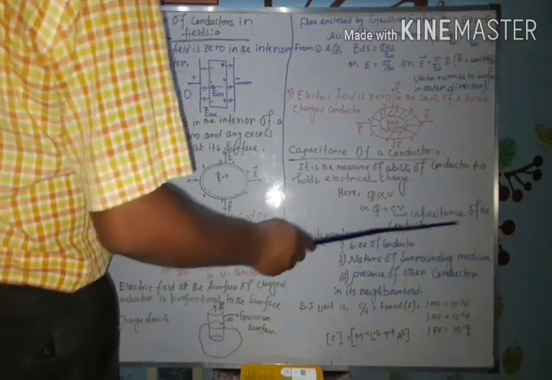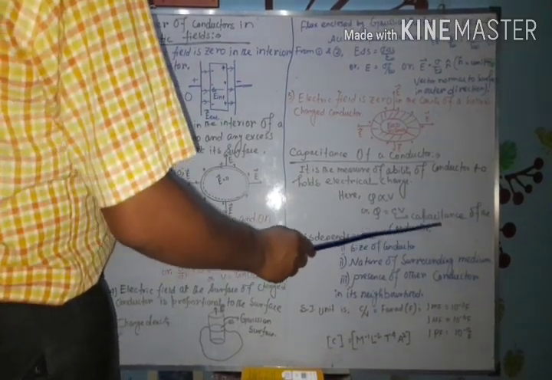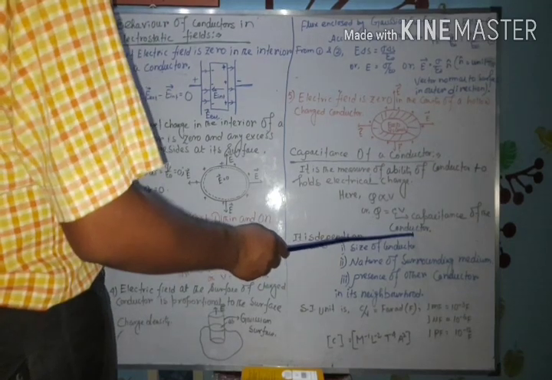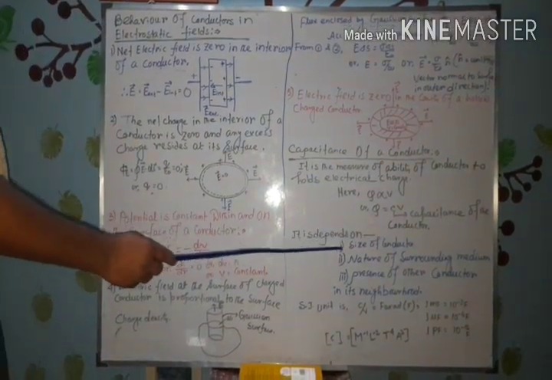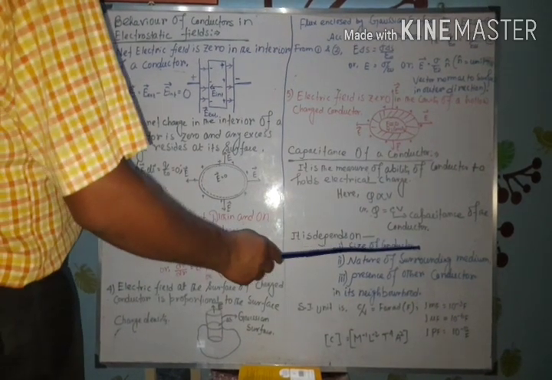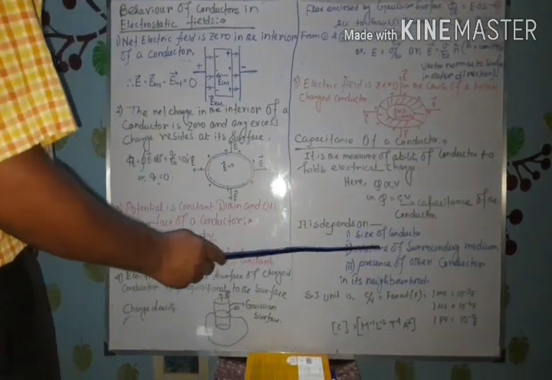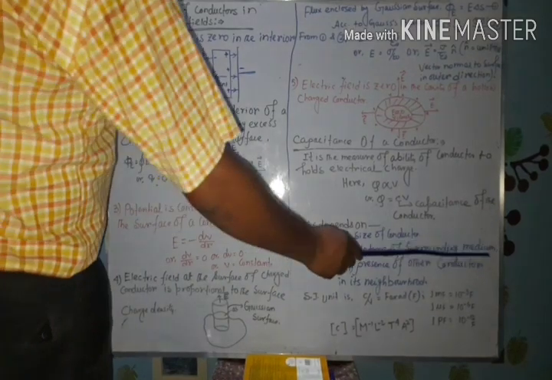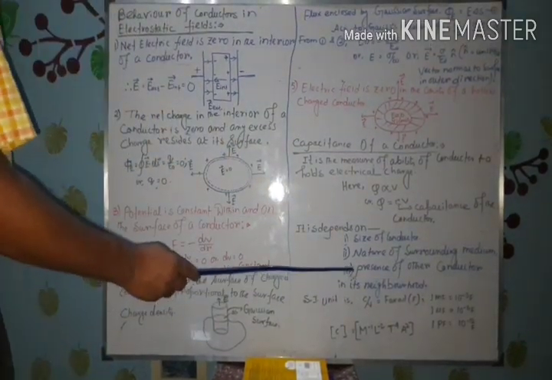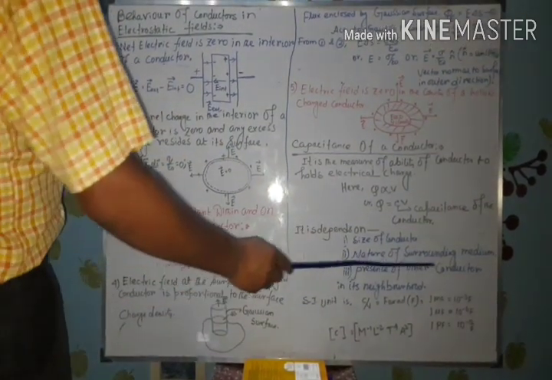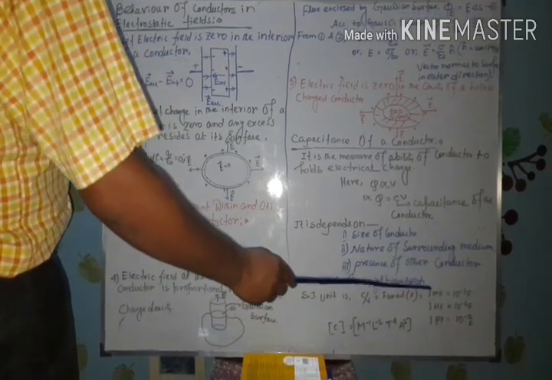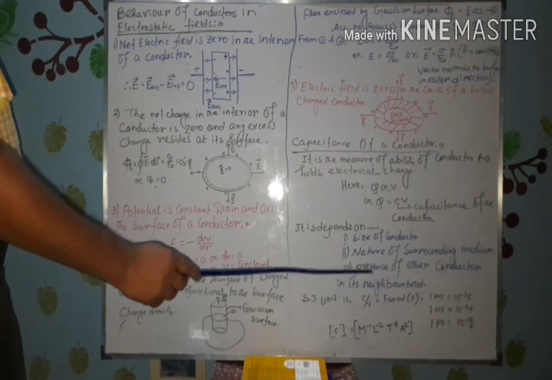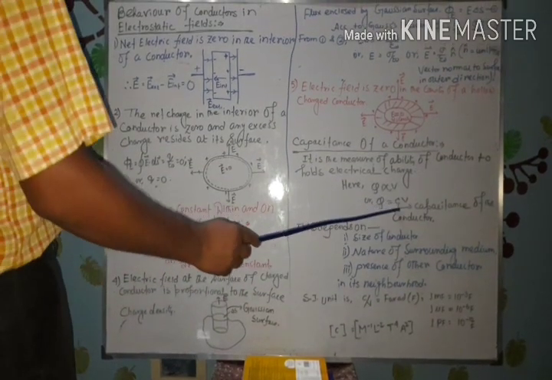If we omit this proportionality, there is a proportionality constant C, and this proportionality constant C is known as the capacitance of the conductor. Now, the capacitance of a conductor depends on some factors. The factors are: number 1, size of the conductor; number 2, nature of the surrounding medium; and number 3, presence of other conductors in its neighborhood.